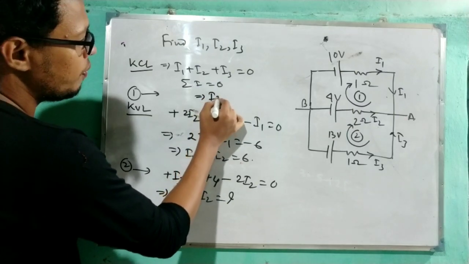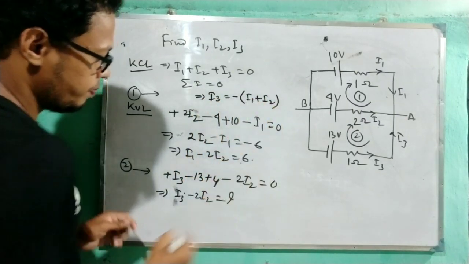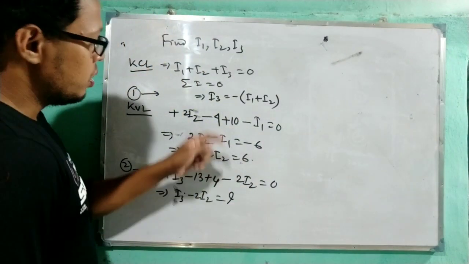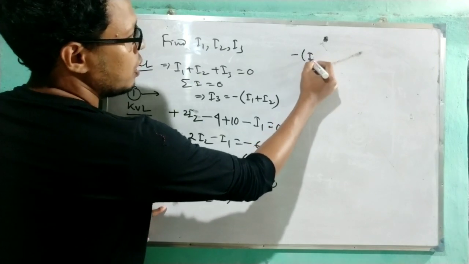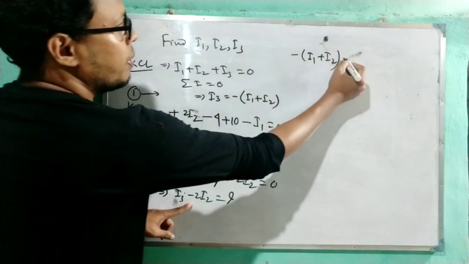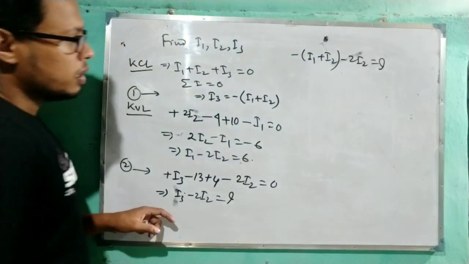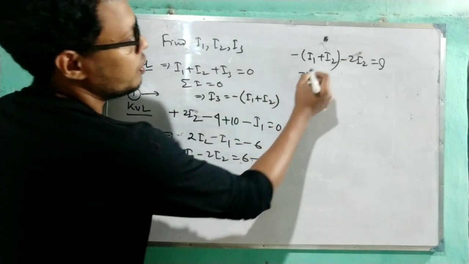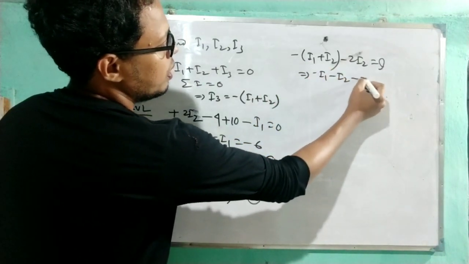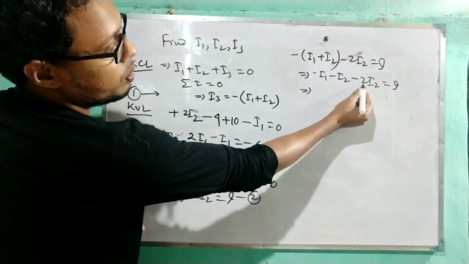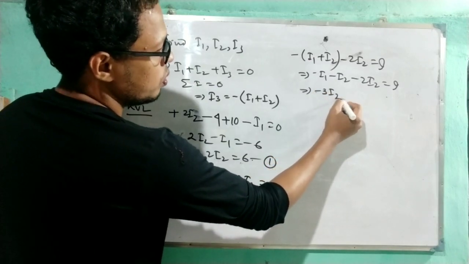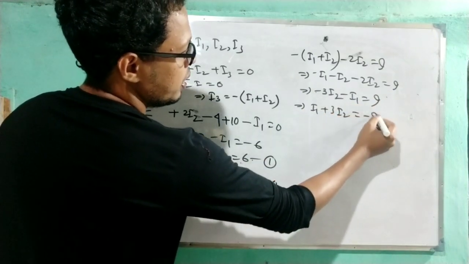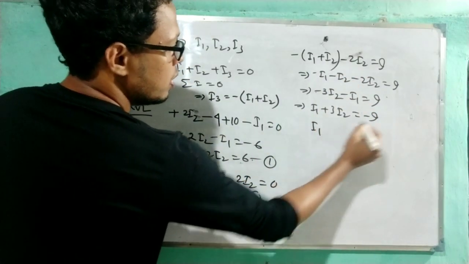Here, we can write that the value of I3 equals minus I1 plus I2. So I will put it over here. Now I am erasing it. So the calculation will be I3, means minus I1 plus I2, minus 2I2 equals 9. Clear? So give the equation numbers: this is equation 1, that is equation 2, and this will be equation 3. So minus I1 minus I2 minus 2I2 equals 9. So this will be minus 3I2 minus I1 equals 9. So I1 plus 3I2 will be minus 9. Clear? Here minus I1, this is equation 3.